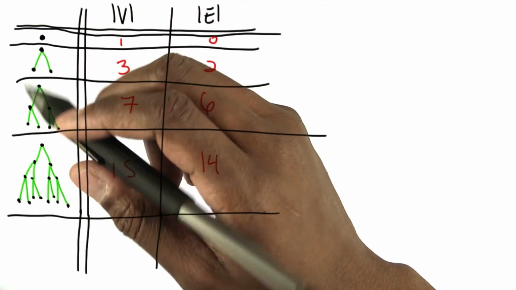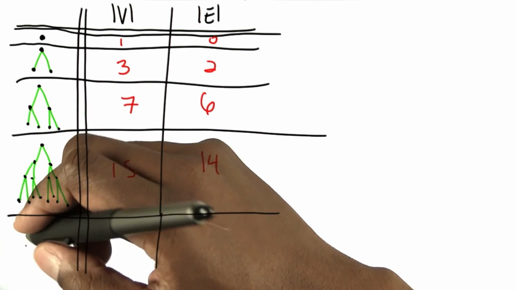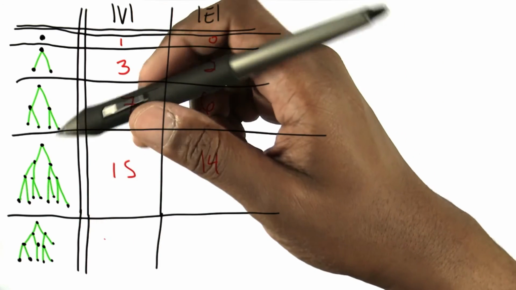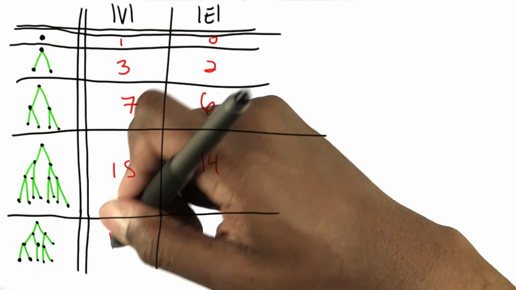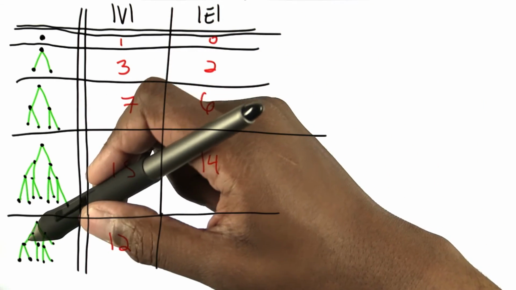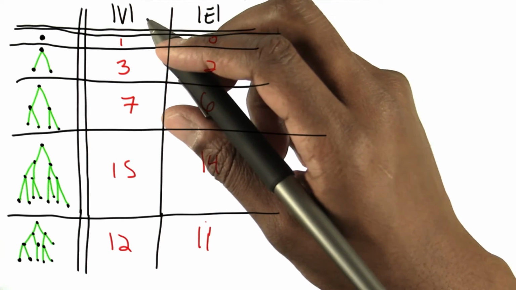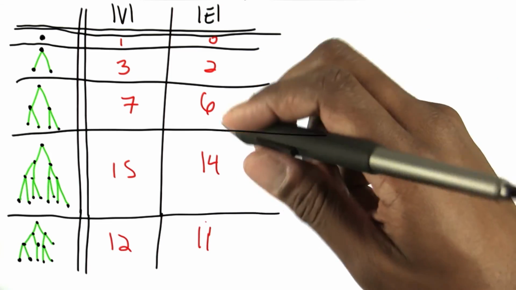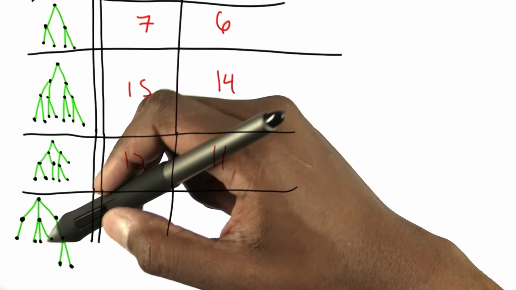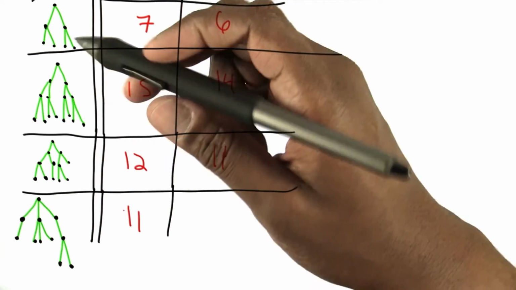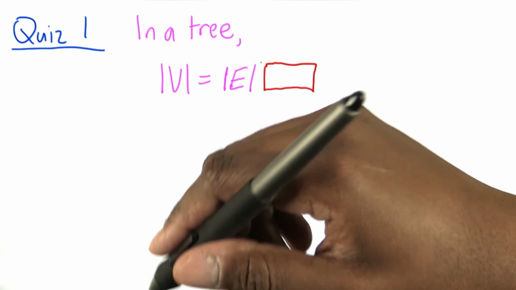Now, we could imagine perhaps pruning this tree and removing some of the nodes and their corresponding edges. We still have a tree. How many vertices does it have? 12. And how many edges? 11. What's the pattern? Well, what if we don't consider a binary tree? This tree has how many nodes? 11. And how many edges? 10. So this brings us to quiz 1.